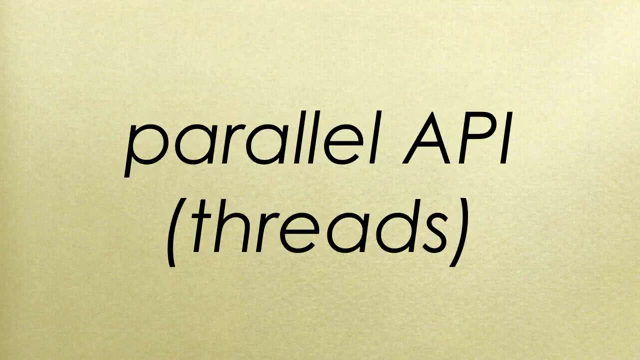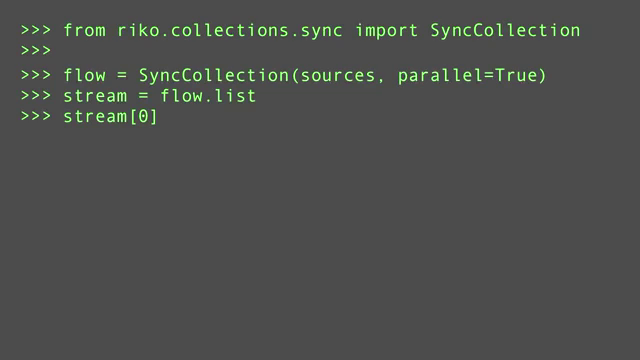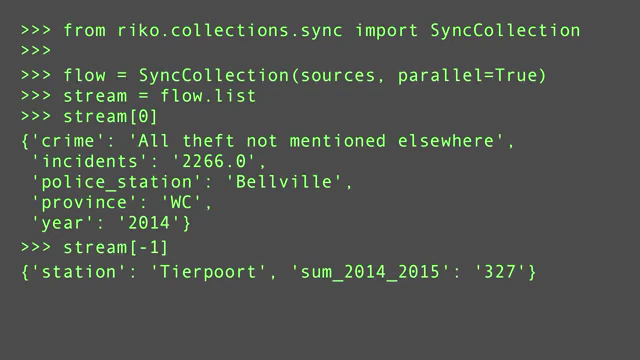Next, I'll show you how you do something similar using the parallel API. You can use multiple threads and also multiple processes. I'll just show you how you do it with multiple threads. In this case, instead of an async collection, we just have a sync collection. It's similar as before, the same sources, just a list of URLs. You pass parallel equals true, and then you can see the first item of the stream is what we had before, and here this is looking at the last item in the stream. This is the second data set. You can pass it a list of as many URLs as you want, and you're able to fetch data from all of those in parallel.